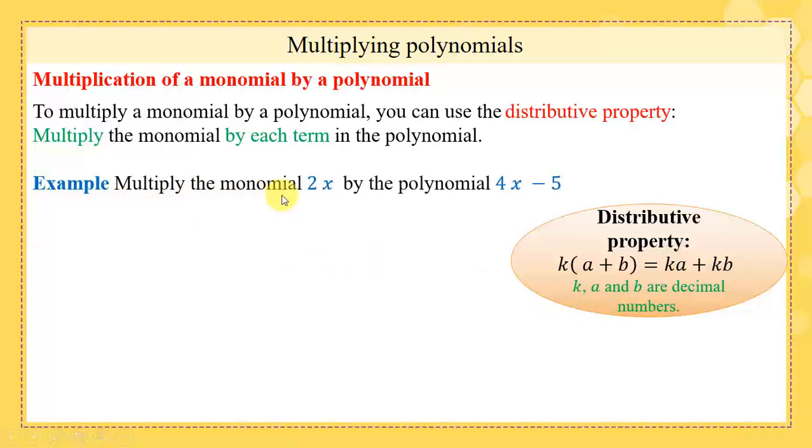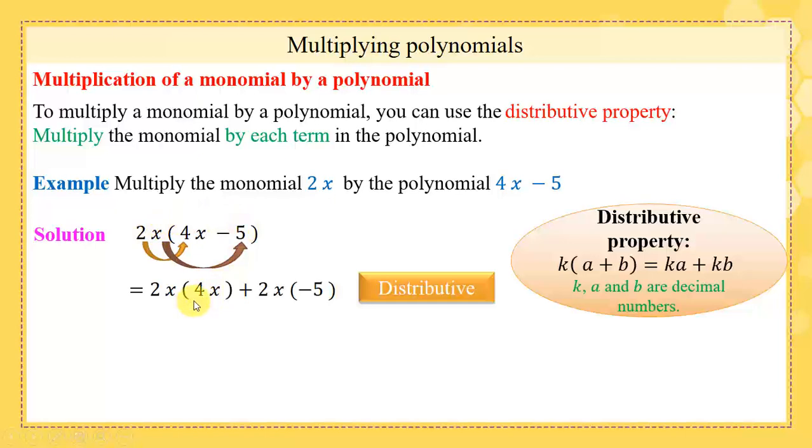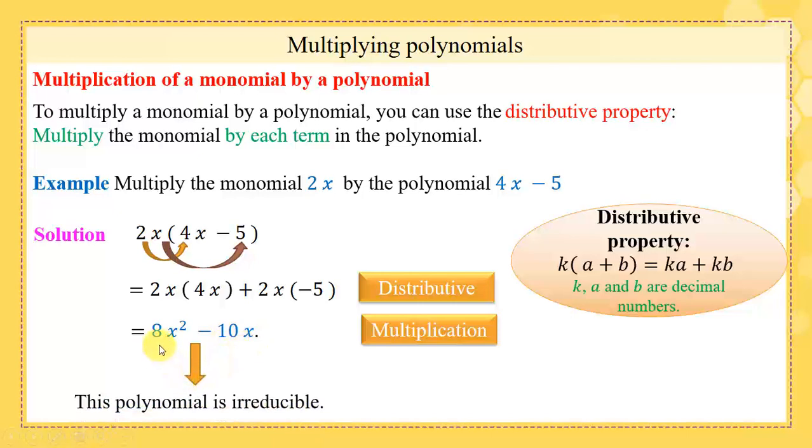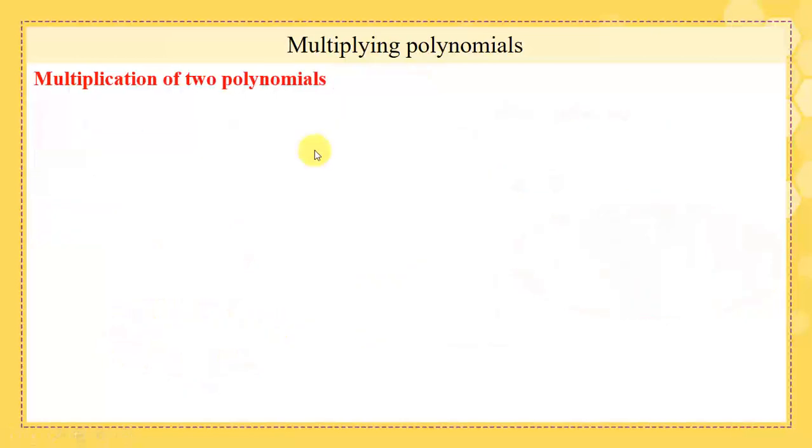Example: multiply the monomial 2x by the polynomial 4x minus 5. 2x times (4x minus 5). If we apply the distributive property, we multiply 2x by 4x first, then we multiply 2x by 5. 2x times 4x plus 2x times negative 5. So we get 8x squared minus 10x. This polynomial is irreducible, we have no similar monomials.